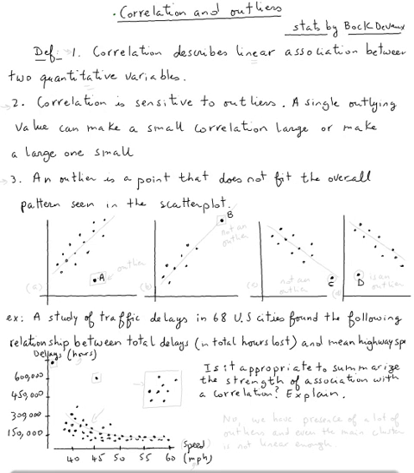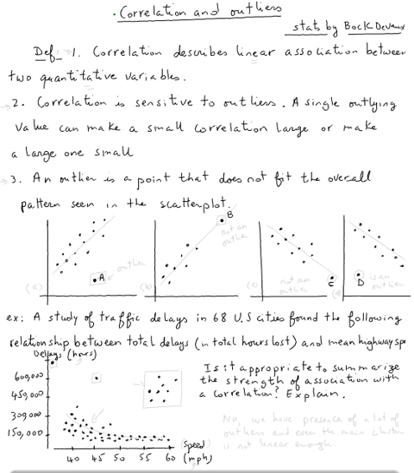The topic is correlation and outliers. So let's read the definition. Correlation describes linear association between two quantitative variables. Correlation is sensitive to outliers. A single outlier or outlying value can make a small correlation large or make a large one small. An outlier, by definition, is a point that does not fit the overall pattern seen in the scatter plot.